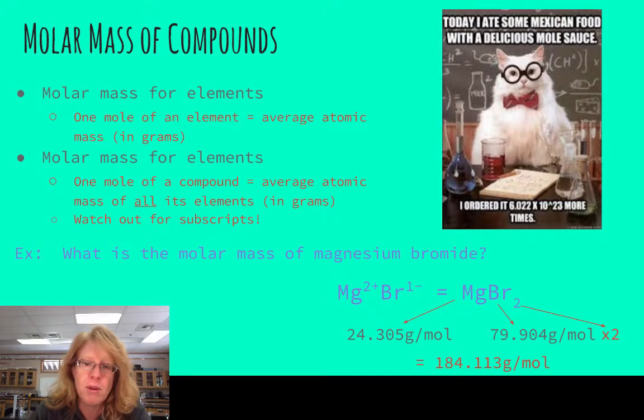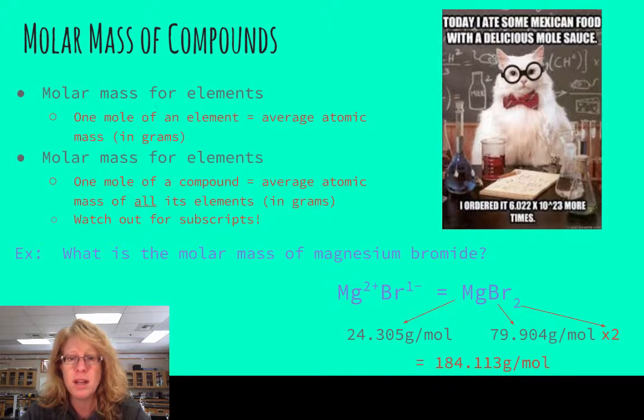It's 24.3 plus 79.9 plus another 79.9. Total mass here is 184.113. Again, the rule in my class, typically if you take it to 2 decimal places, that will be enough, so you could use it as 184.11 and that would work. But that's how you'd calculate molar mass for compounds.